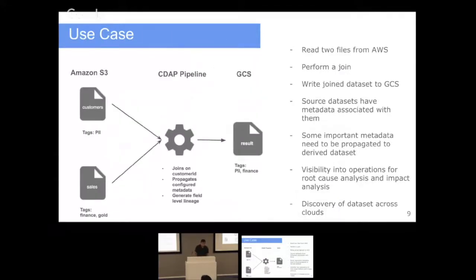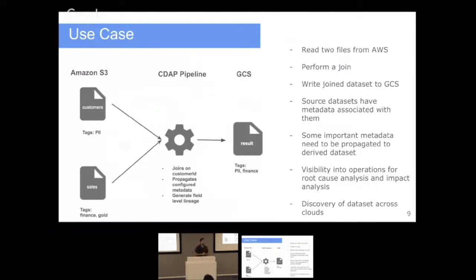So I will pick up a use case here. Let's say an enterprise has files on AWS. They want to do some kind of data processing on those files, and then move the resultant data set to Google Cloud Storage. Those source files have some business metadata associated with them, and they want to move that business metadata from the source file to the sink file so that it gets propagated, and they can know that these were the source files which had that metadata, and the sink also has that metadata. And they also want visibility into the operation.